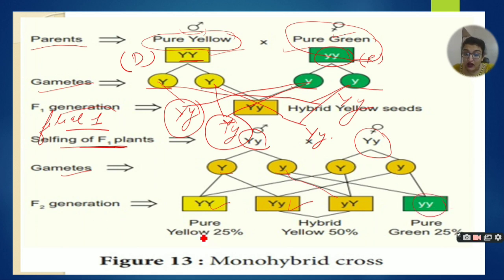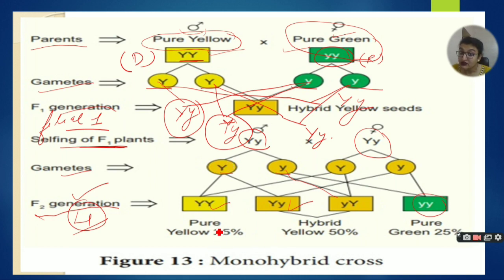So when we talk about the monohybrid cross, there were a total of 4 offsprings obtained in the F2 generation. This F2 generation is formed when the F1 generation was allowed to do the selfing, that is, they were allowed to self-pollinate on their own. Now we have a total of 4 offsprings, but they are different genotypically.